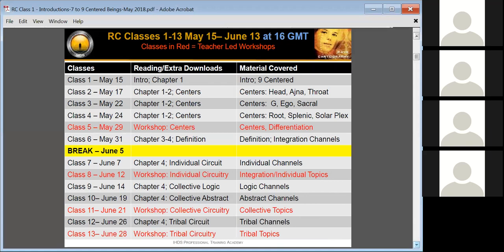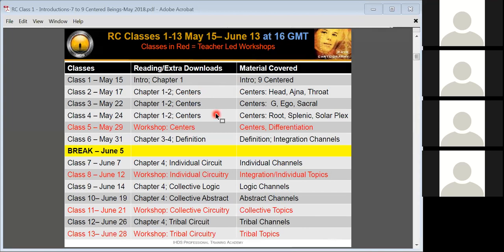So notice something, that what we're doing with this, let me see if I can get a spotlight. Okay, so what you'll notice is today we're doing intros, and I'm going to lay out the foundation of a lecture on the 9-centered being. And then we've got 3 classes on centers. And those are definitely going to be very full lectures.